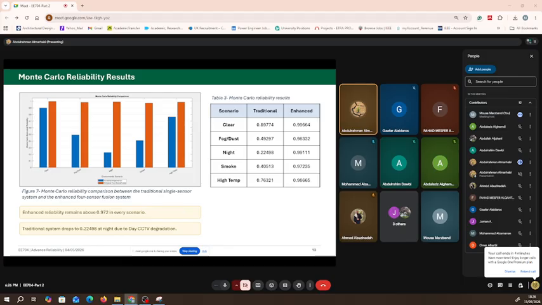In smoke, the traditional reliability is 0.4, while the enhanced system achieves 0.79. Overall, the enhanced system maintains reliability above 0.97 in all environmental scenarios.